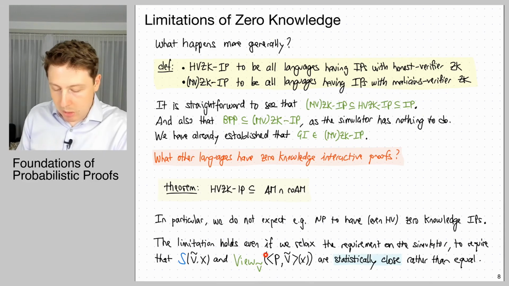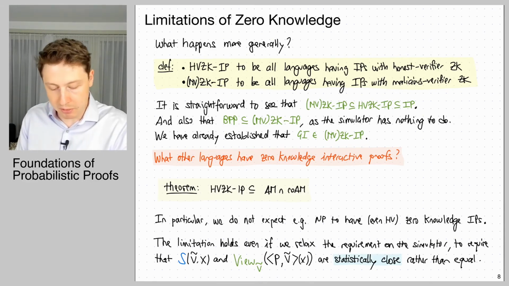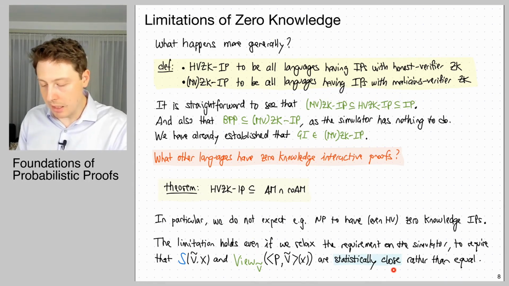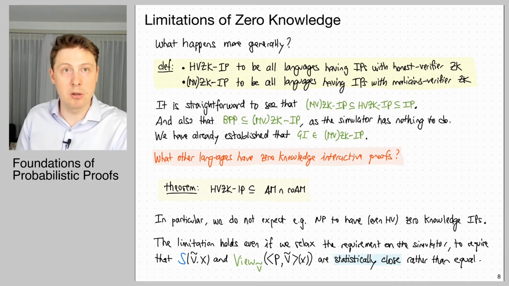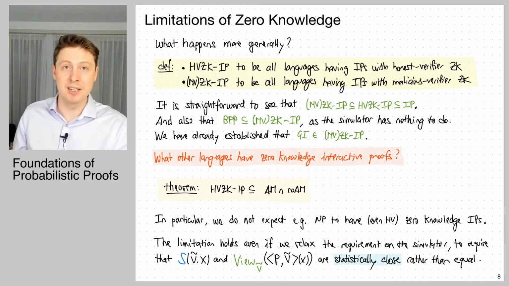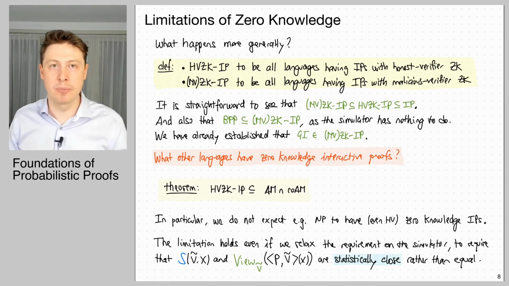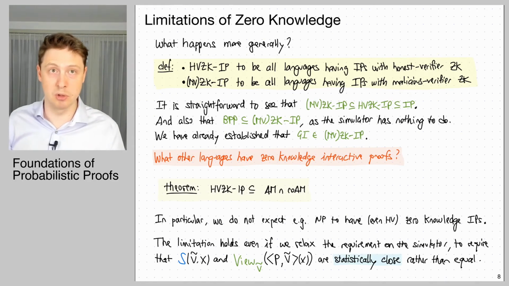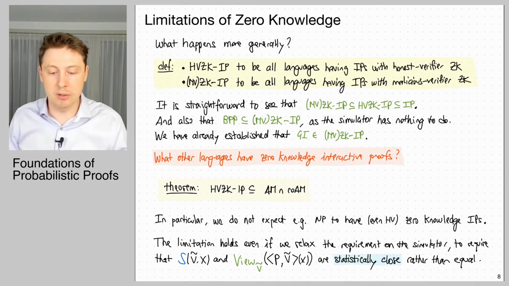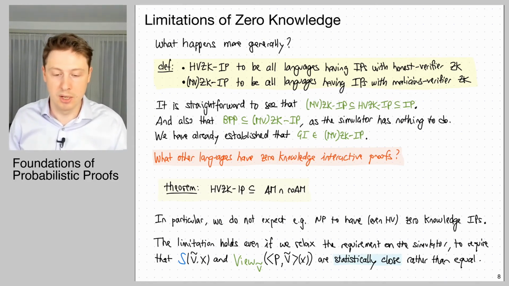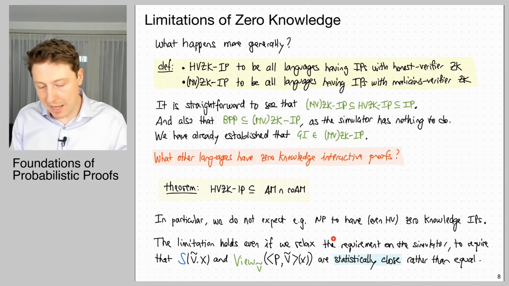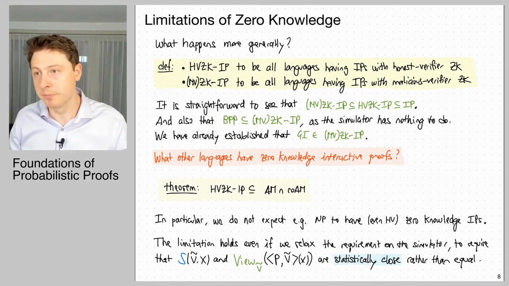And this limitation holds even if we relax the requirement of the simulator to require that whatever the simulator outputs and the honest view are merely statistically close rather than equal. Statistically close means in total variation distance. You could just ask the simulator to be mostly from the same distribution, just not too far, rather than literally the same distribution. That's a relaxation. That's called statistical rather than perfect zero knowledge. And you can consider these classes, and even if you relax them, this thing continues to hold.